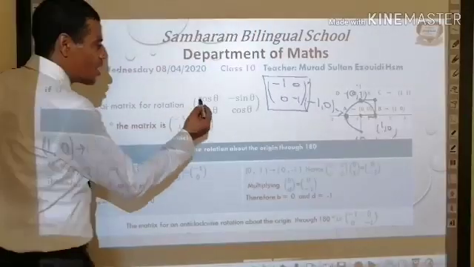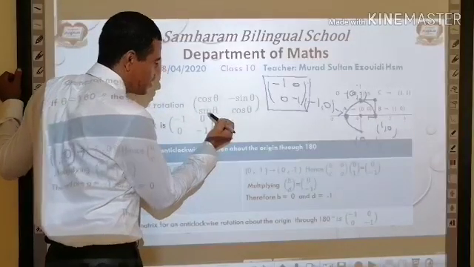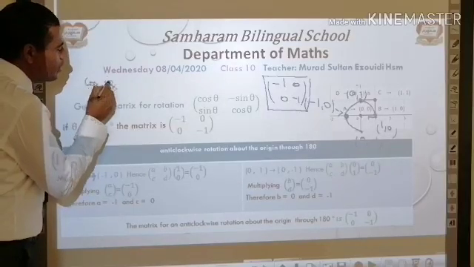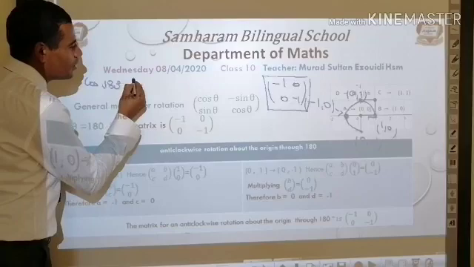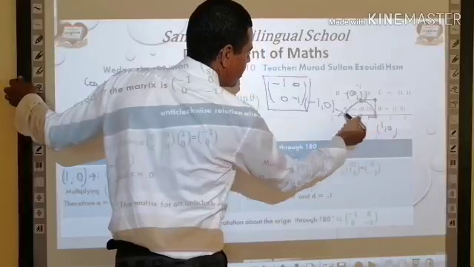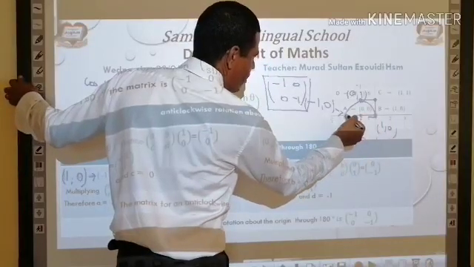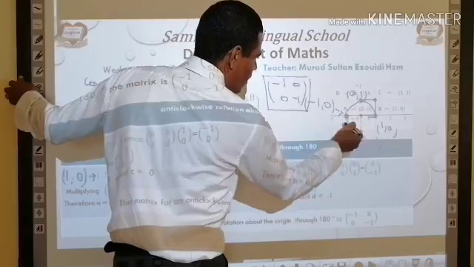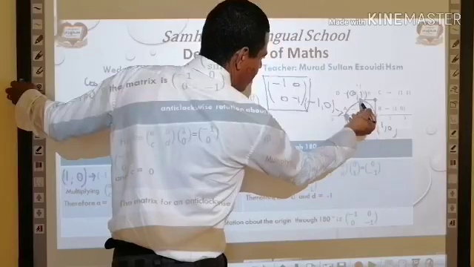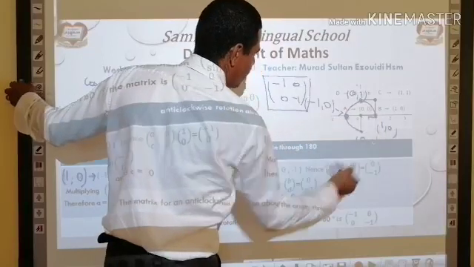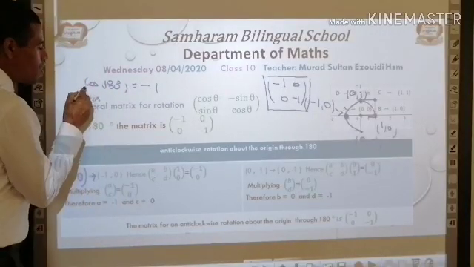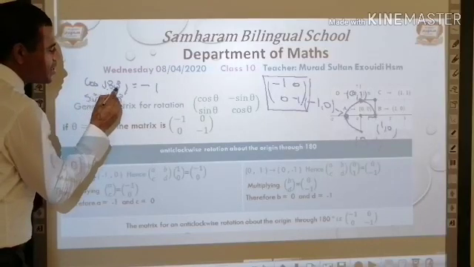But cosine of 180 degrees, my kids, is equal to negative 1. In the unit circle, cosine of 180 degrees is negative 1, and cosine of 0 is 1. Sine of 90 degrees is 1, sine of 270 is negative 1, and sine of 180 degrees is 0.